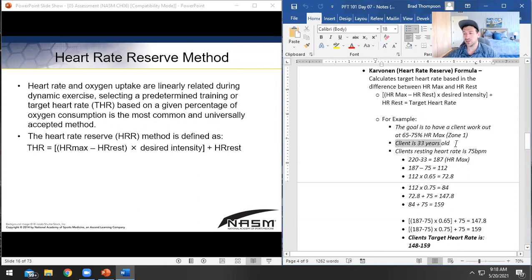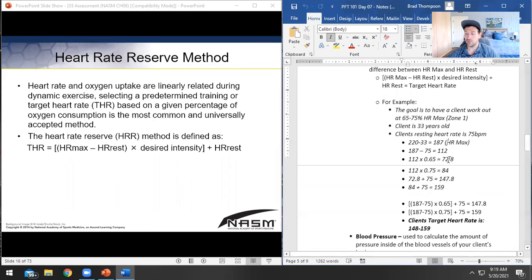So again, our client is 33 years old. We assume their resting heart rate is 75 beats per minute. So 220 minus 33, that's going to be 187. We take 187, we subtract 75 because that's their resting heart rate. That gives us 112. We multiply that by 65% or 75%. And then we tack on that resting heart rate again, right? So 72 plus the 75 back on there gives us 147. 84, we tack the 75 back on there, that gives us 159.